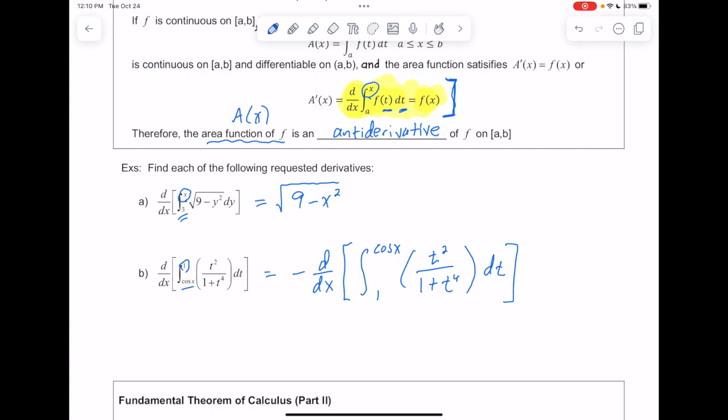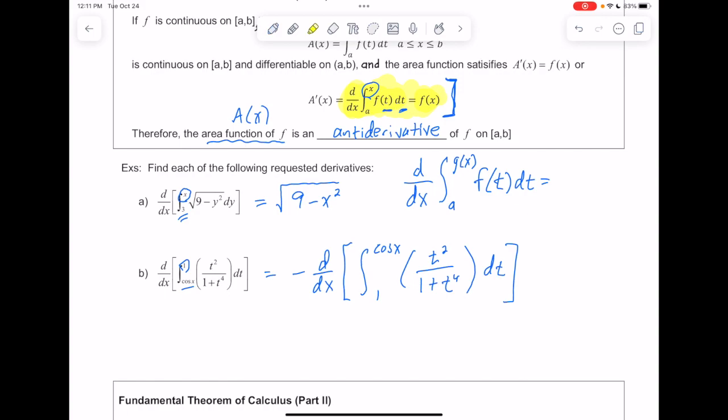In the place where we normally would have x, now we have a function of x, cosine of x. So how does that work? Let's write a formula for that. If you want to take the derivative with respect to x of the integral from a to g of x, so a function of x instead of just x, of f of t dt, how would that work? Basically, we use the chain rule.